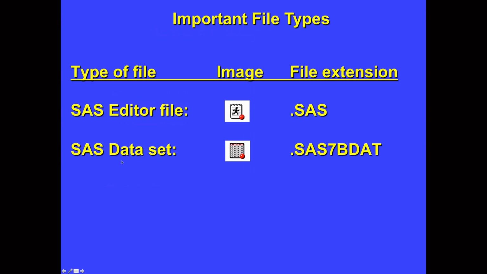In contrast, the other type of data file or file type that we will use frequently in this class, of course, is a SAS dataset. The data sets actually hold the data. We'll talk a bit more about that shortly. They have an icon that looks more like an actual data table, again with the red dot in the lower right-hand corner. And the file extension for a SAS dataset is .sas7bdat.